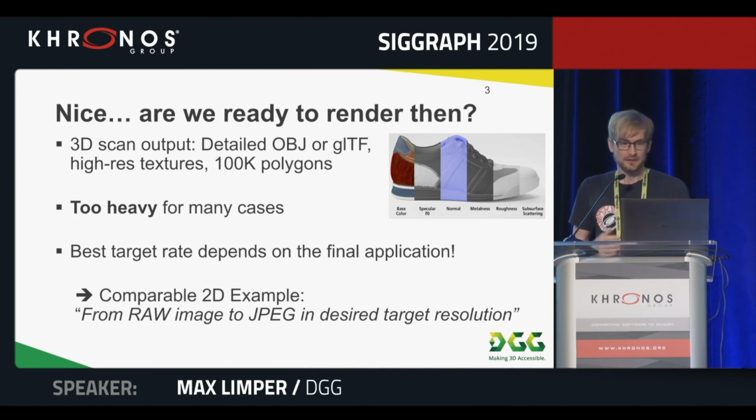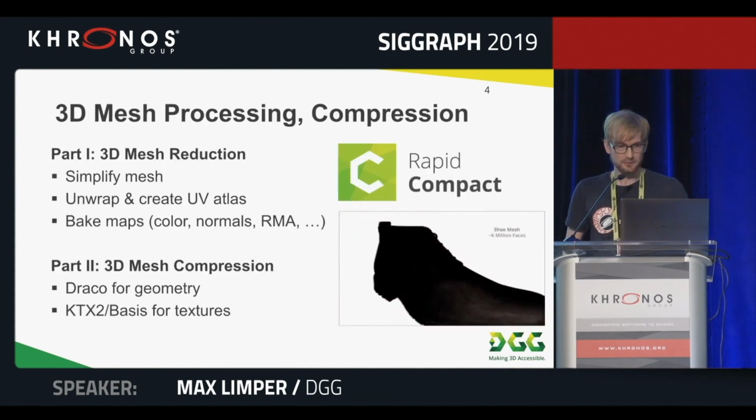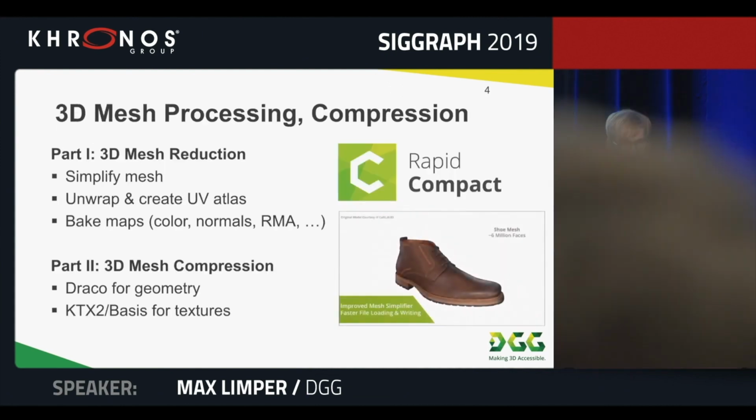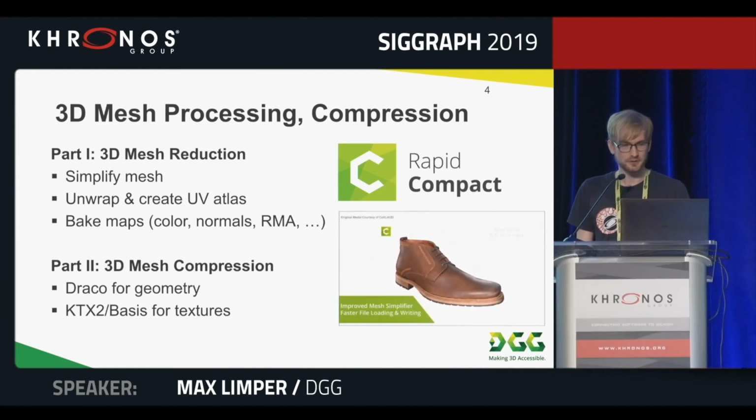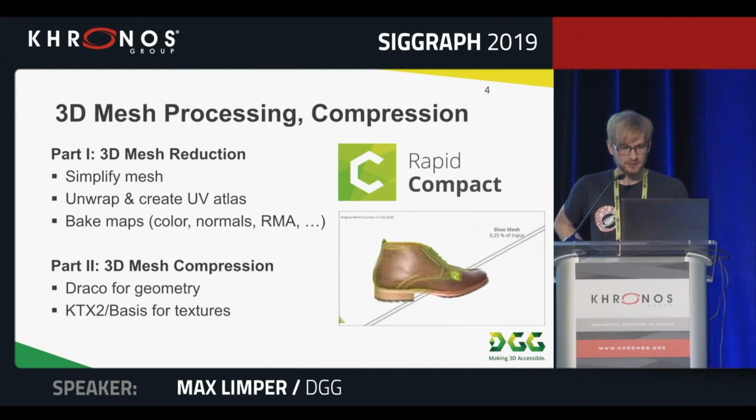So this is basically the same story as if you are a professional photographer, you have a really good camera, take a raw image, and then depending on where you want to use it, in a catalog or on a web page, you will want to have a different resolution and a different format, right? So for 3D, we have automated the process of mesh reduction, simplification, and so on, using our RapidCompact software.